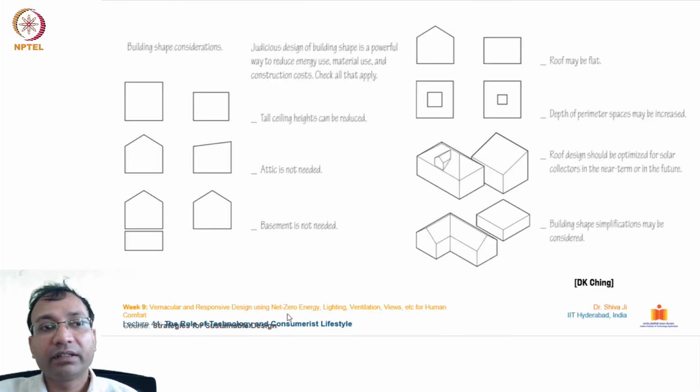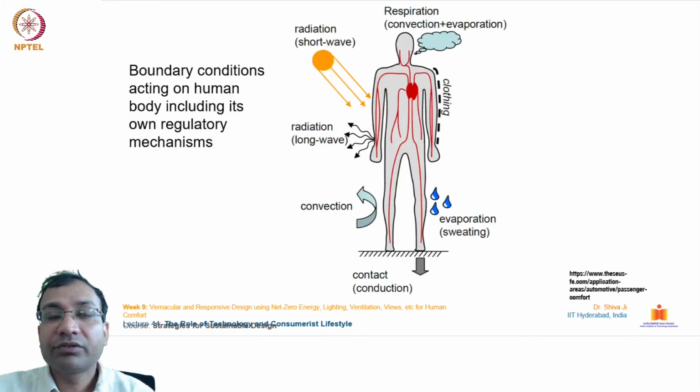Further here in this slide, we have building shape considerations, like what kind of shapes will perform in what kind of conditions. So in this illustration we can understand more about the boundary conditions acting on any human body, including our own regulatory mechanisms, bodily mechanisms, which enable the human comfort situations which we desire.